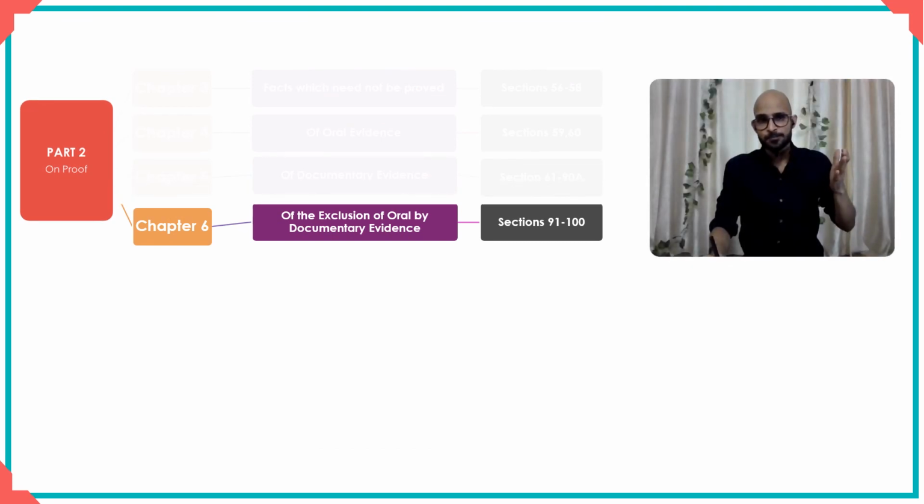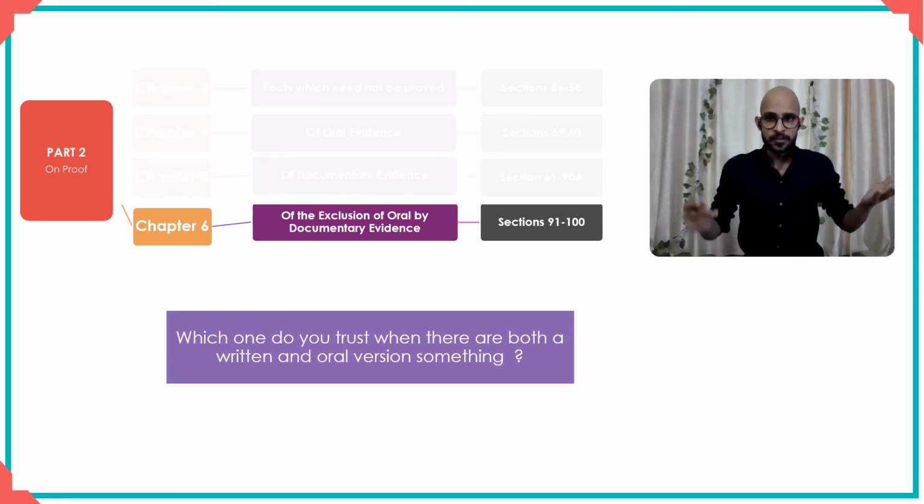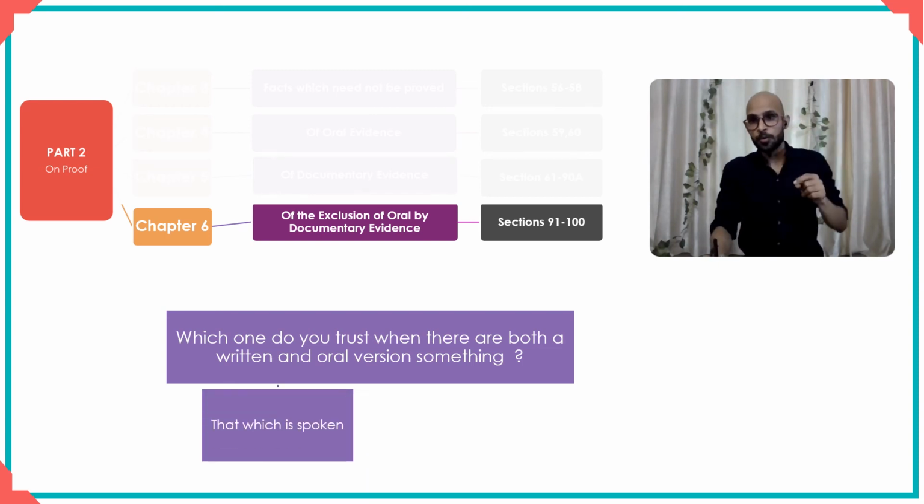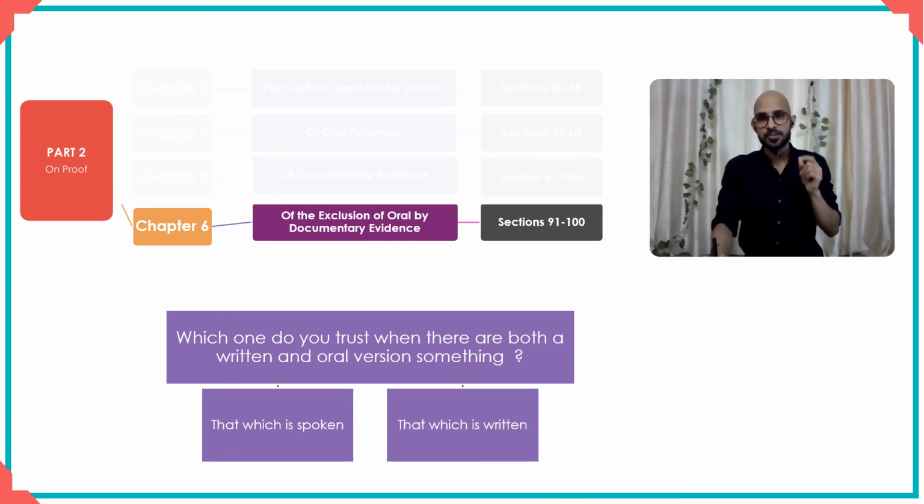Let us say, to start off chapter 6, that for a given fact, you have both a piece of written evidence as well as a piece of oral evidence. Which one do you trust more? Something is given to you in writing, something is said to you orally. Which one do you trust more? Do you trust what was spoken, or do you trust that which is written? Perhaps in most cases, if you are like me, then you trust what is written.